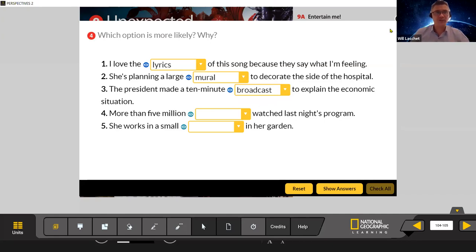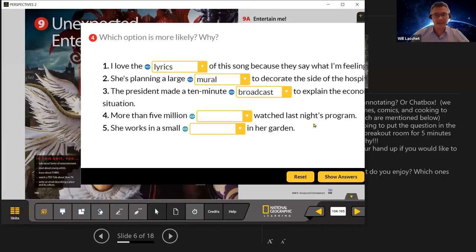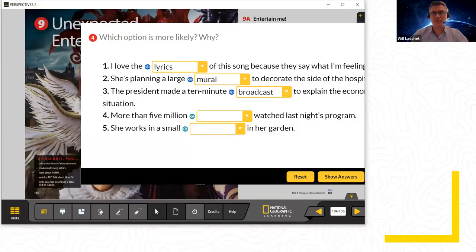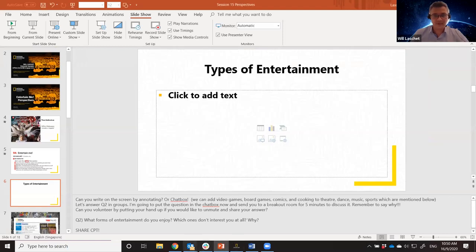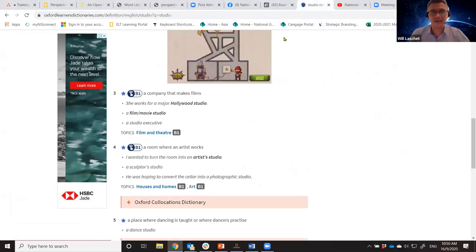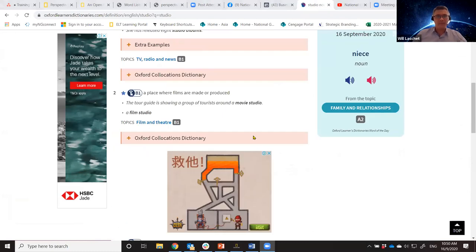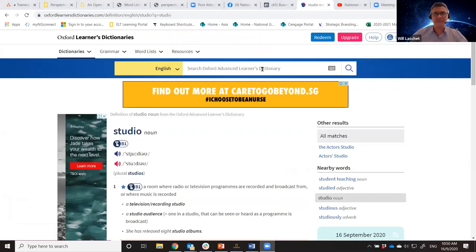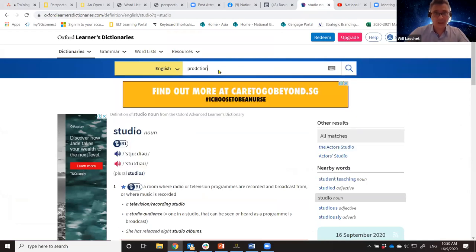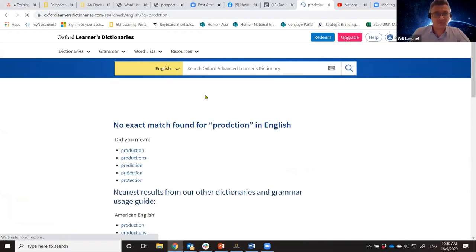life. Just while I'm talking about these two, I would like to show you something else that I think is important to do. And to do this, I'm going to go into the dictionary here. Just to show you that this is obviously something very useful for students. Oh, I just typed that in wrong. I meant to put in production.